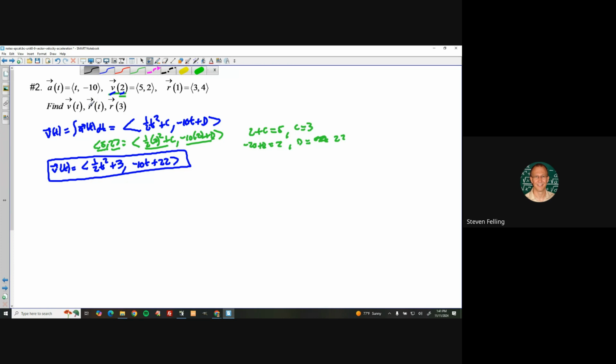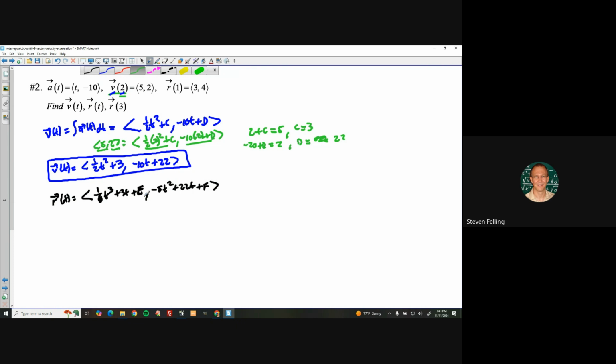Okay, to go to the position vector, we'll take the integral one more time. So r of t here is the antiderivative of what we just got. So that's going to be, if I go up to 3 here, 1/6 t cubed plus 3t plus an integration constant. I'll call it c. Maybe I'll call it e. And then the antiderivative here is going to be negative 5t squared plus 22t plus f.